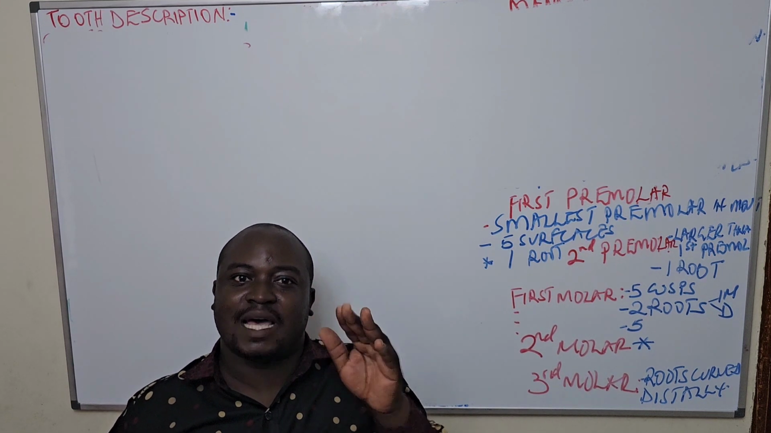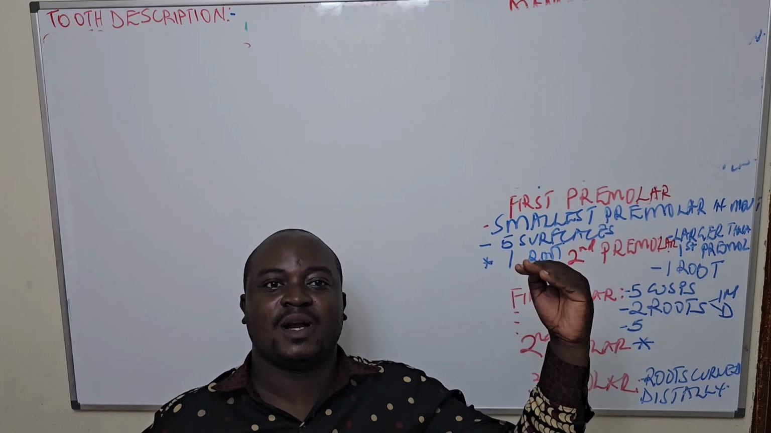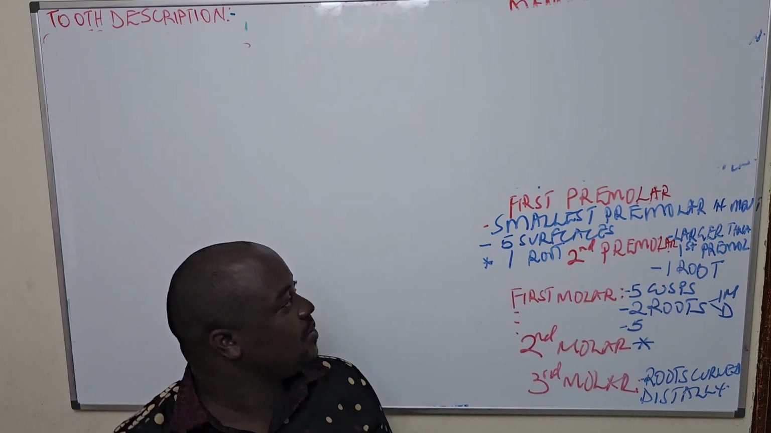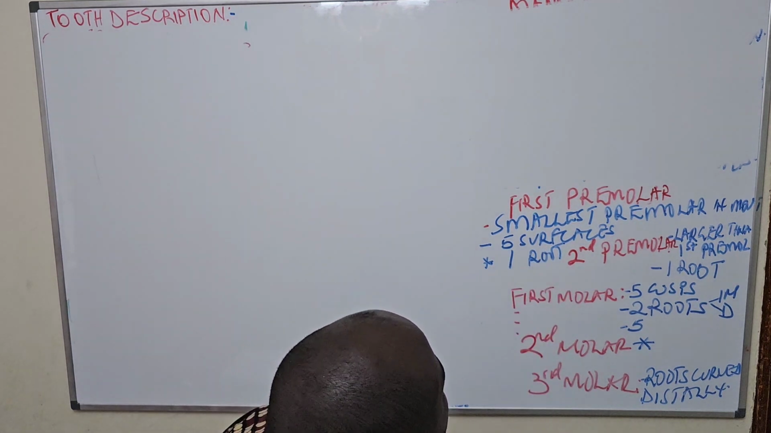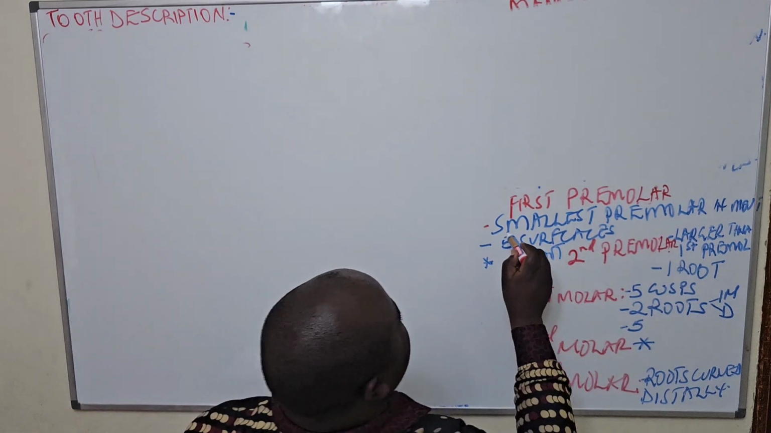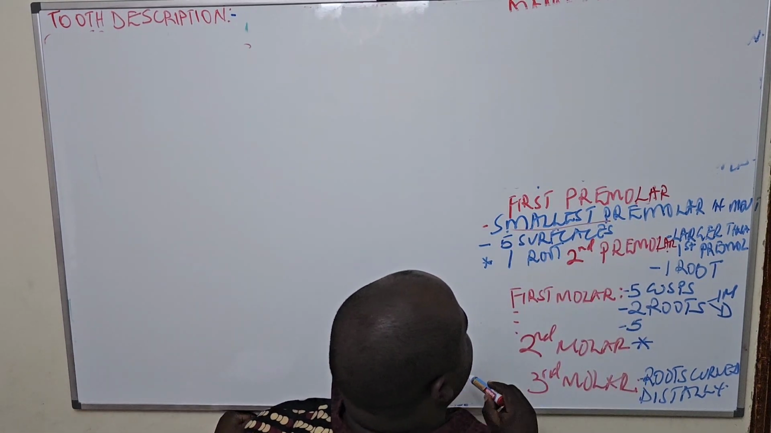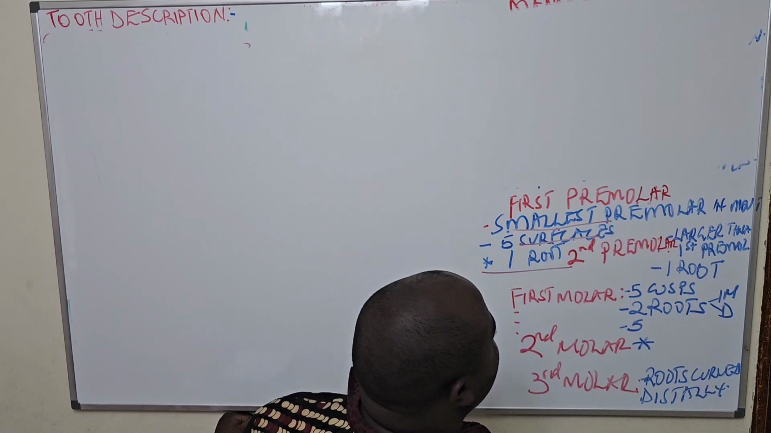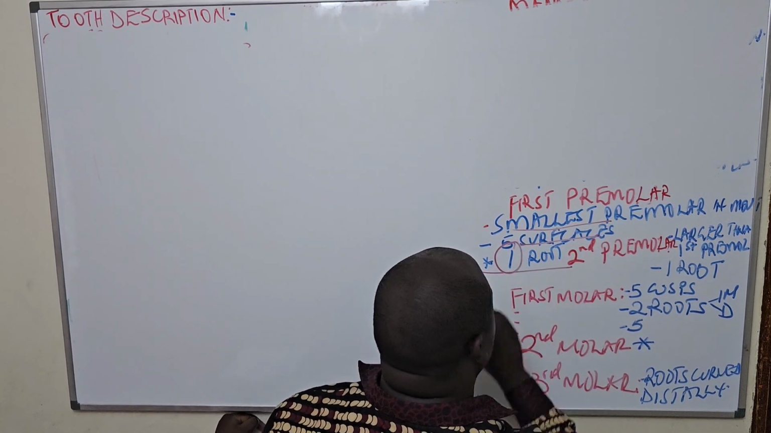And we said the cusps are at the same level for the second premolar, but for the first premolar, they are not at the same level. But here, we are saying that for all the premolars, the first premolar down is the smallest. Of course, surfaces. Like the upper premolars, it has 1 root.